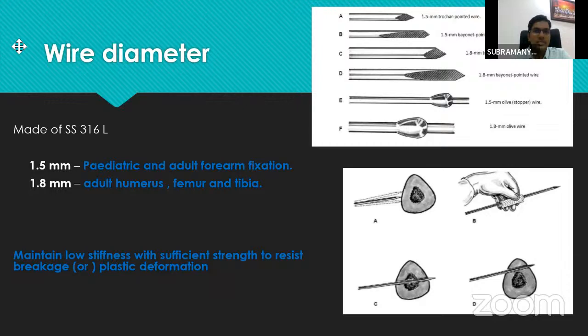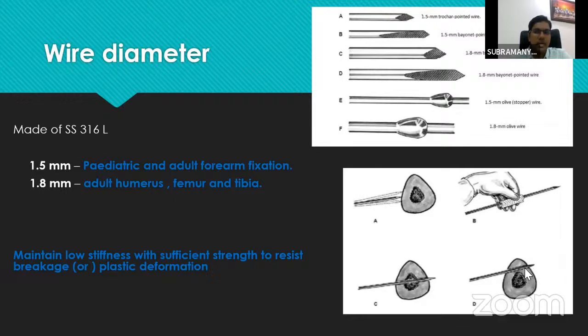So proper wire passage is of paramount importance. There will be a mild wobbling of the wire when you drill, so try to hold it with the left hand using a saline gauze. And next, you can see in image D where the wire is passed through the bone, but it has completely passed through the cortical bone.